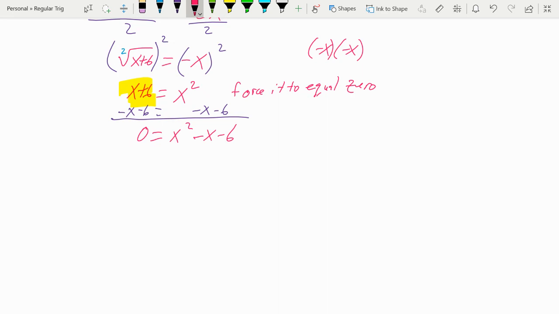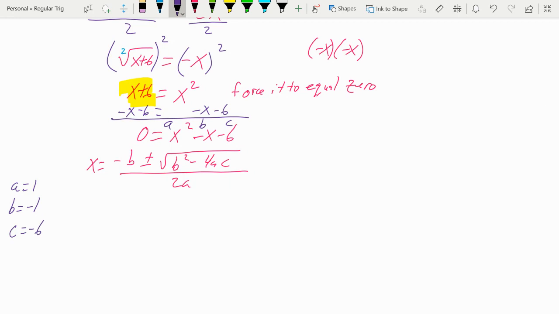Okay. Now, since you guys were not a fan of factoring, let's use the quadratic formula. So I have x is equal to negative b plus or minus the square root of b squared minus 4ac, all over 2a. If you're good at factoring, this is real simple to factor. Well, here is a, there's b, there's c. So a is equal to 1, b is equal to negative 1, c is equal to negative 6.